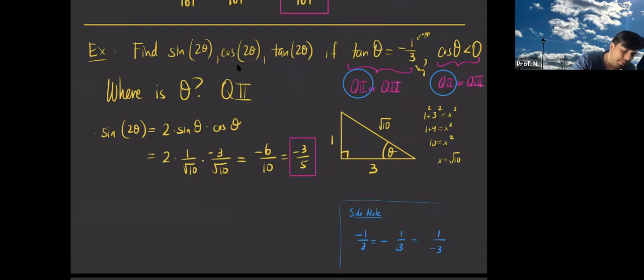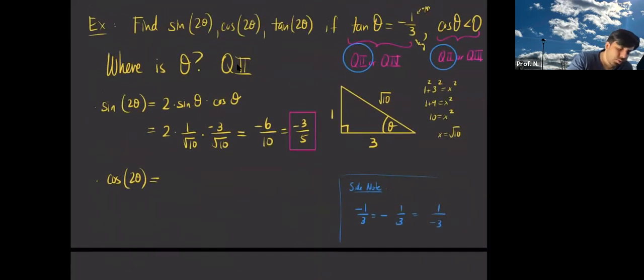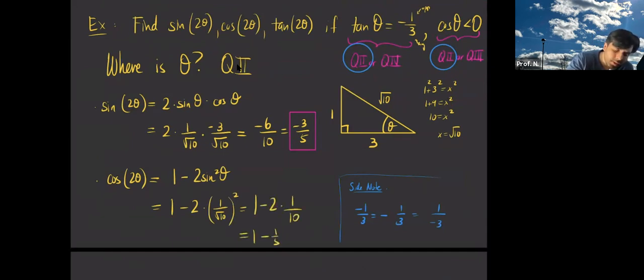And then the next one, cosine of twice the angle. So we used the first version for this one, right? Cosine squared minus sine squared. I'm going to use another version. I'm going to use the sine version: 1 minus 2 sine squared theta. What is this? This is 1 minus 2 times what sine? Sine is 1 over rad 10. I square it. So this becomes 1 minus 2 times 1 over 10. This is 1 minus a fifth, 4/5. Cosine of twice the angle is 4 over 5. Positive.